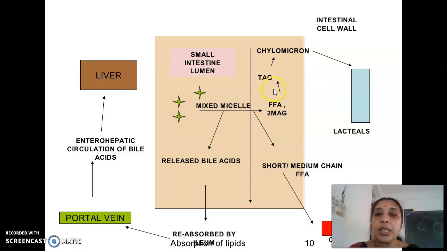Clear? So within the enterocytes, the TG is resynthesized by the TG synthase enzyme complex, and these TGs are packed into chylomicrons along with cholesterol and phospholipids. The main apoproteins of chylomicrons are ApoB48 and ApoA1. Chylomicrons will be formed and enter the lacteals, that is the lymphatic vessels, and finally enter the thoracic duct. Clear? So this is how the transportation phase, or absorption of lipids, happens. Okay?